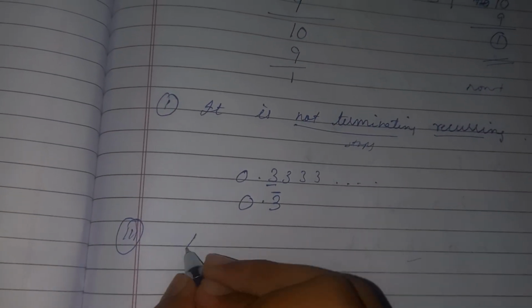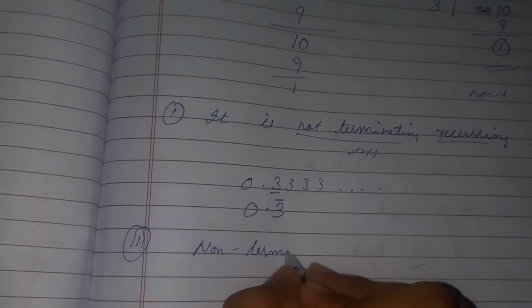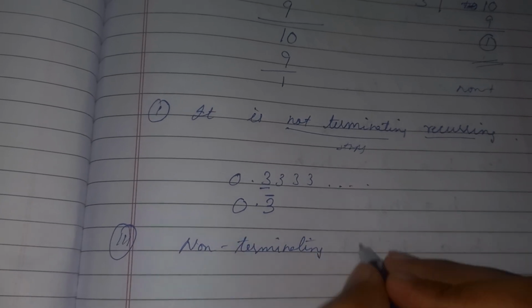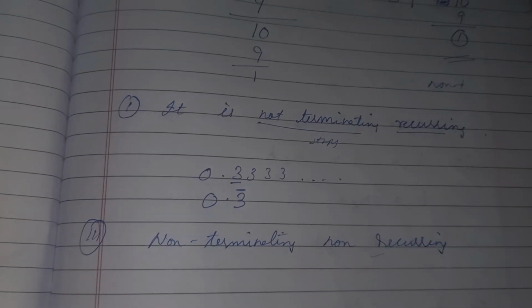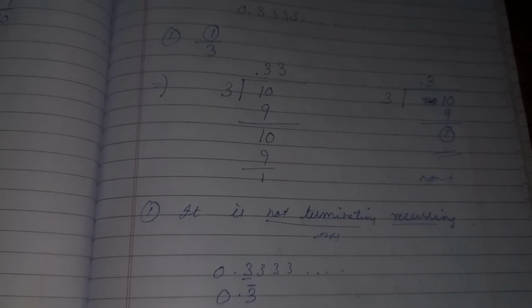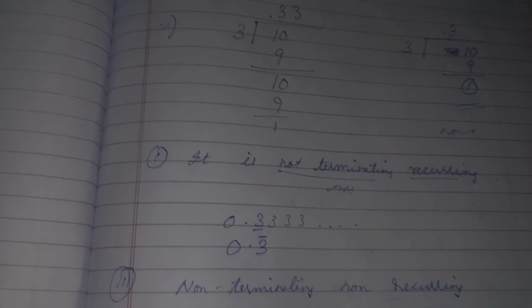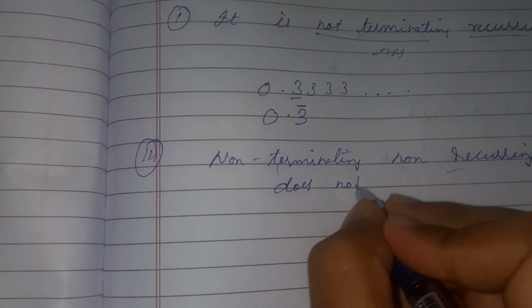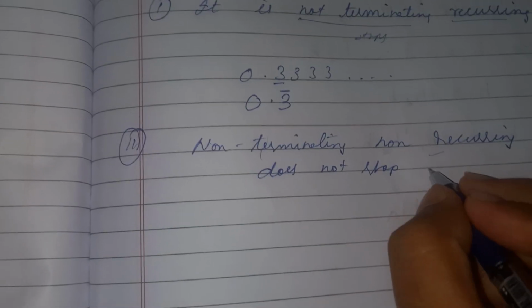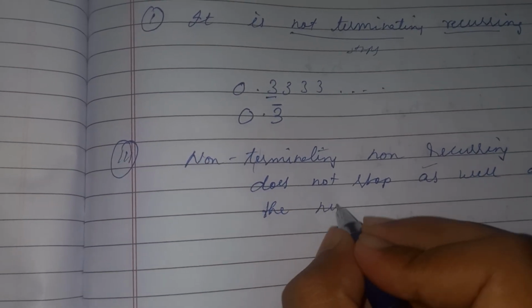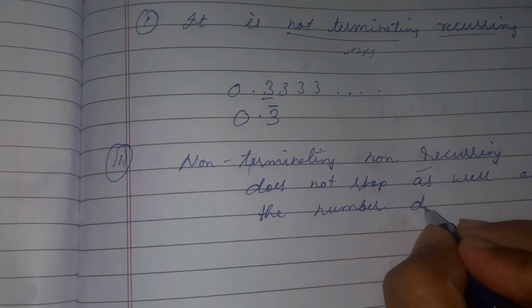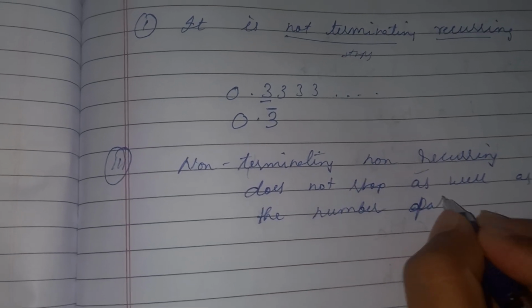Now the third one is non-terminating, non-recurring. It is similar in a certain way to non-terminating recurring, up to the point that it does not stop. Non-terminating means it does not stop, as well as the number pattern does not repeat.